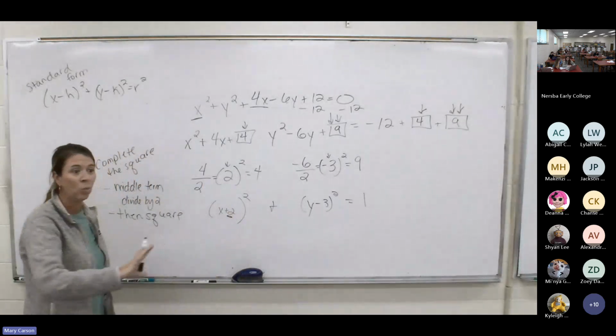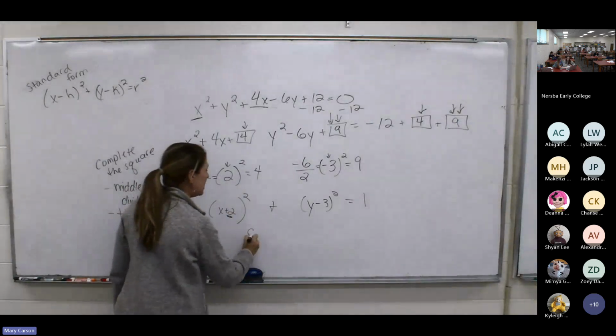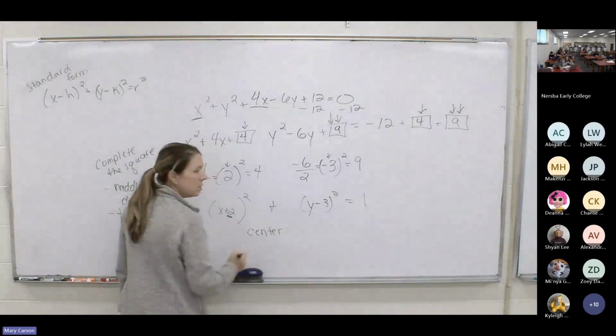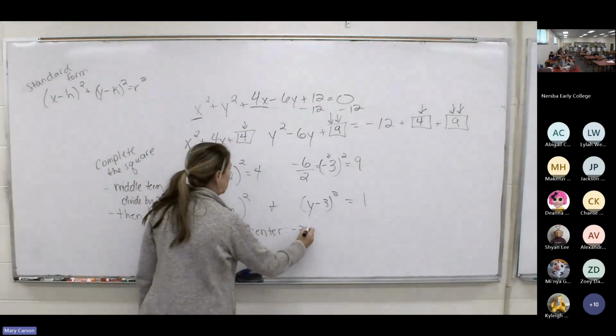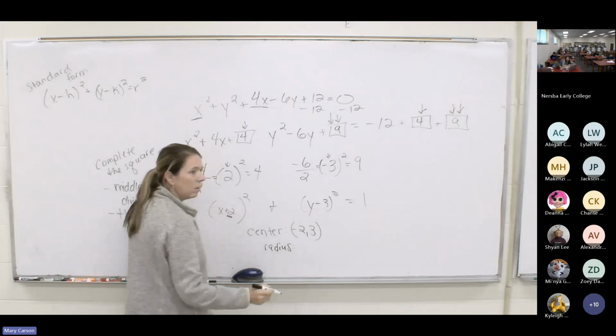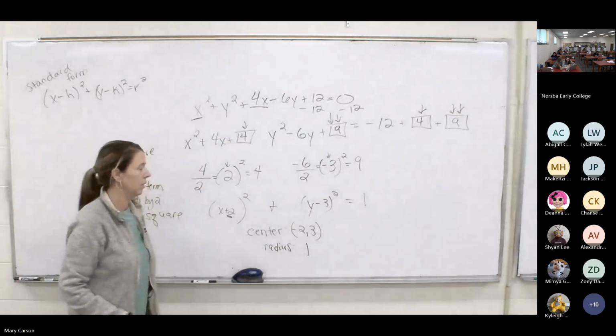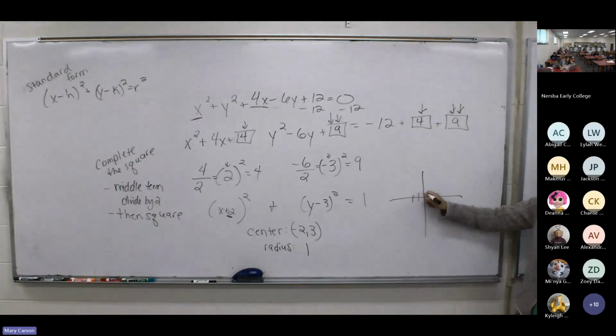Okay, so now we have it in our standard form, our center radius form, and you guys can easily tell me what is the center? -2, 3. -2, +3. And what is my radius? What is the square root of 1? 1. So if I graph that, -2, +3 is here. And then I'm going to go right 1, up 1, left 1, down. I have a little bitty circle.